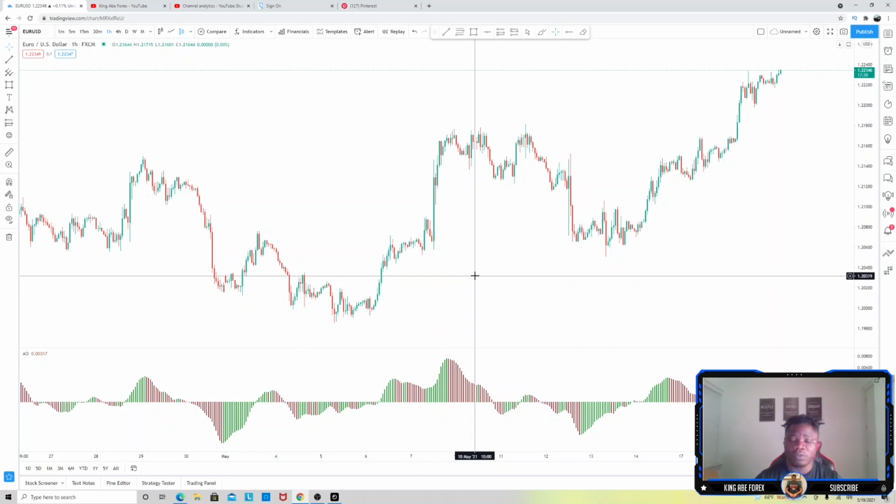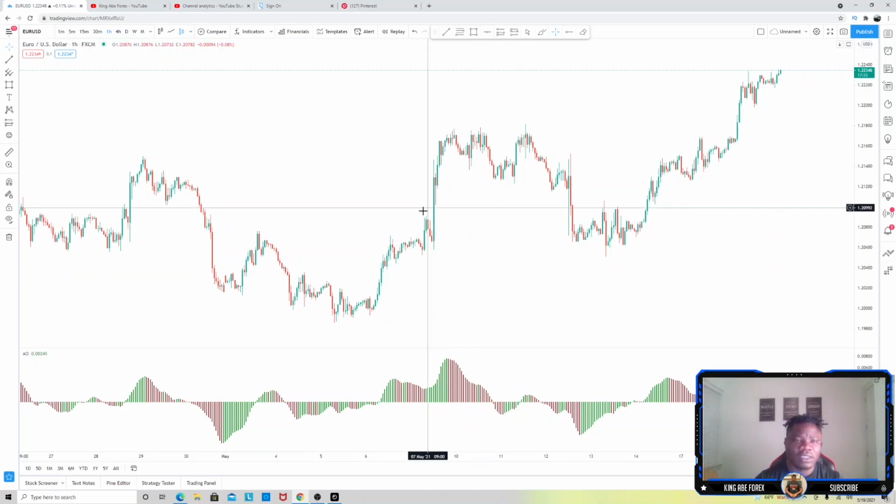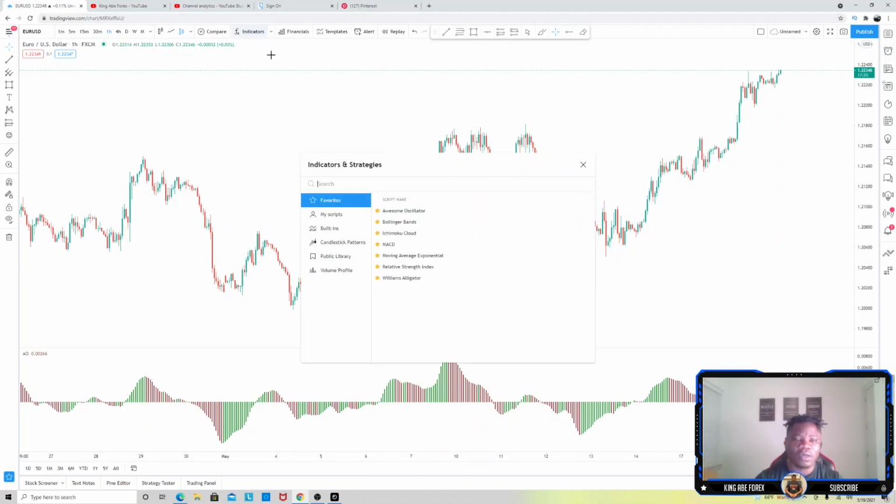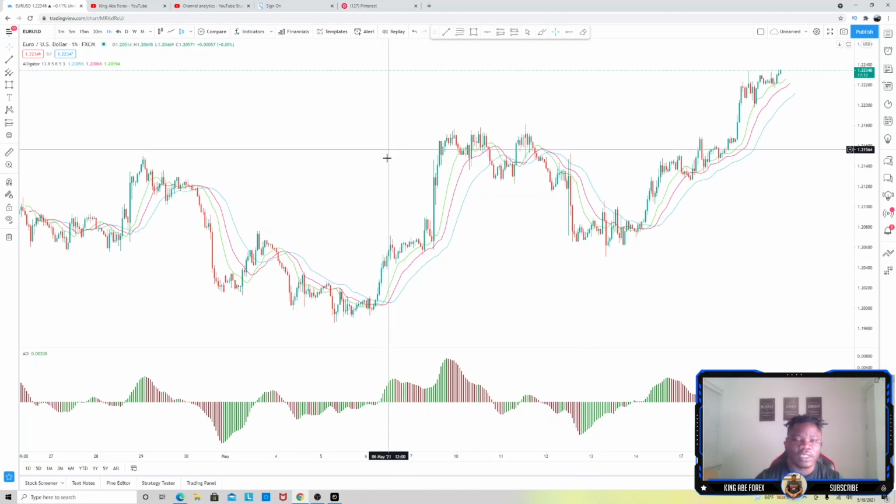Now we're also going to be using another indicator that's made by Bill Williams. The second indicator we're going to be using is called the Williams Alligator. So we're going to click on that. Once you click on that, and that's it.